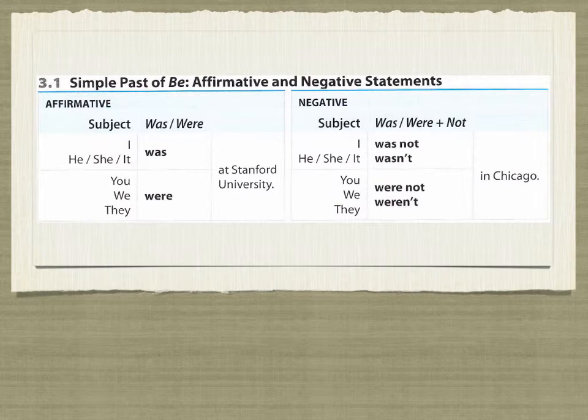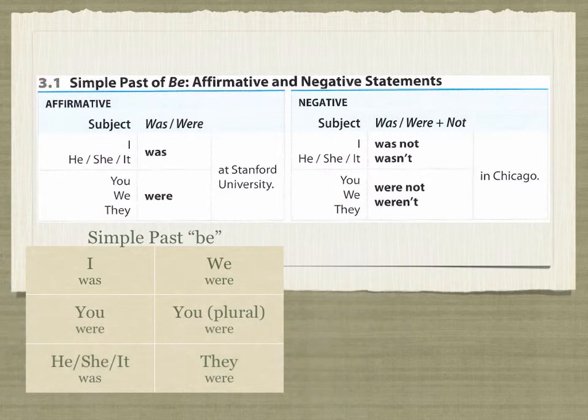It's exactly the same setup as the simple present of be. Instead of saying I am at Stanford, we say I was at Stanford. This is a chart of the simple past of be. So I was, and he, she, or it was. The rest of them are all were.